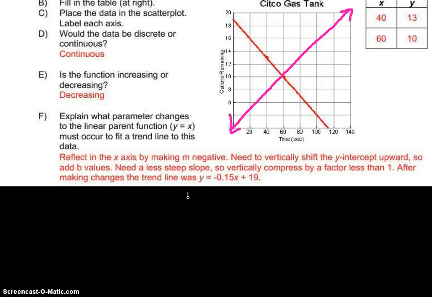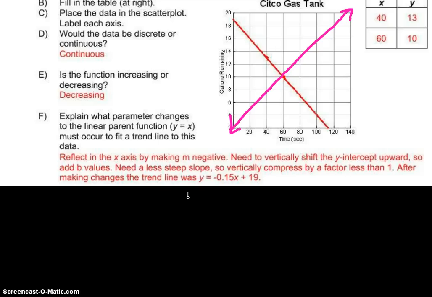Here my y-intercept is larger than 1. So I'm going to add to the b value. Remember, y equals mx plus b. B is my y-intercept. It also tells me that I need a less steep slope. So I'm going to have a vertical compression by a factor less than 1. Now, what they have here is after making the changes, the trend line was y equals negative 0.15x plus 19. They get that equation by plugging it in to stat edit. So when you have a calculator, you're going to plug in 40 and 60 into L1 and 13 and 10 into L2, and you're going to run the regression line.